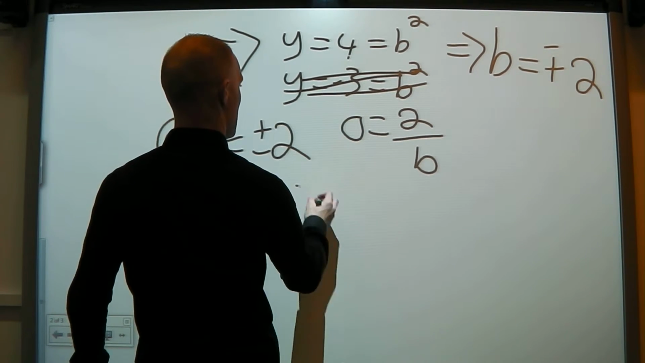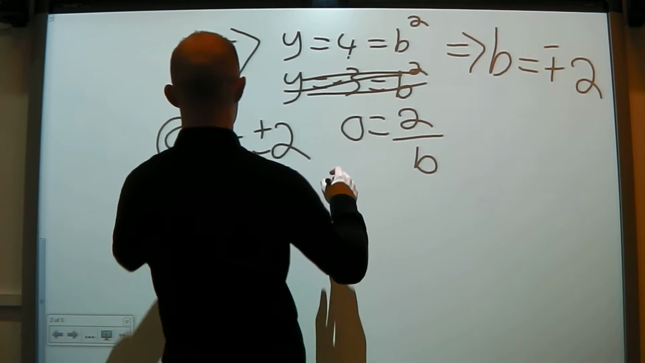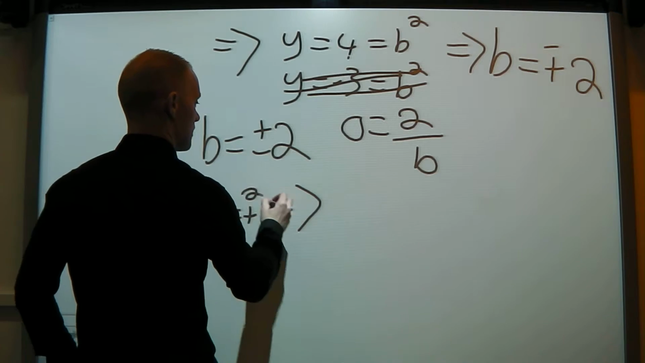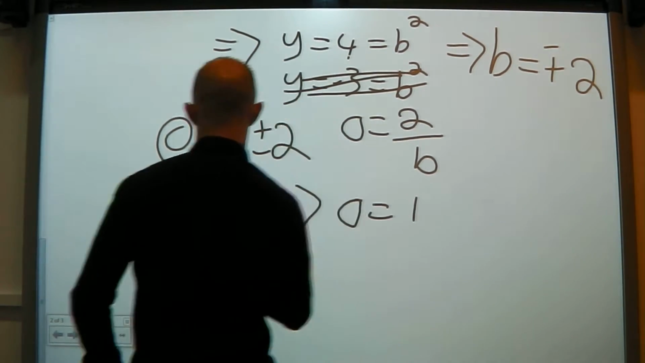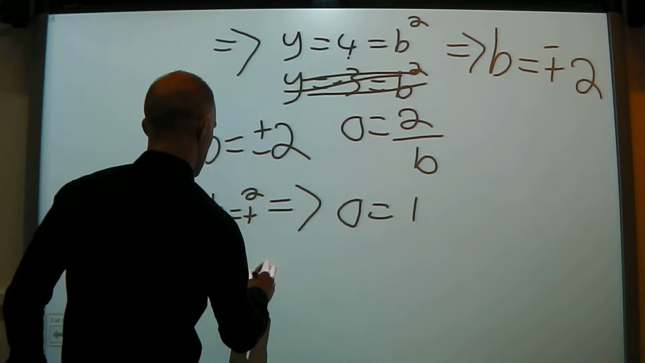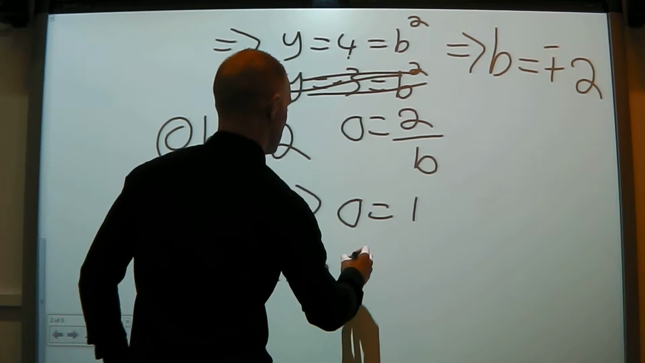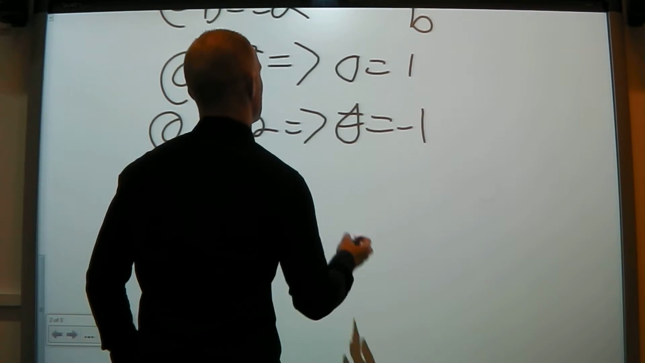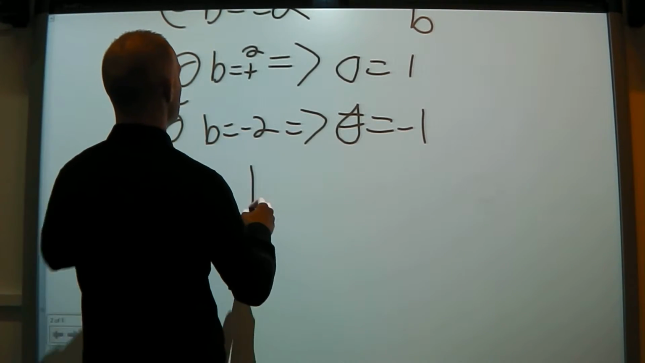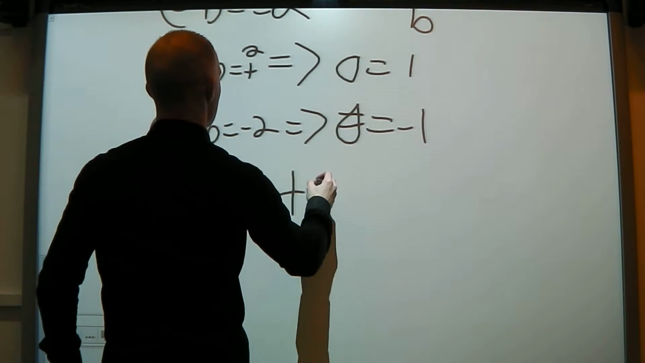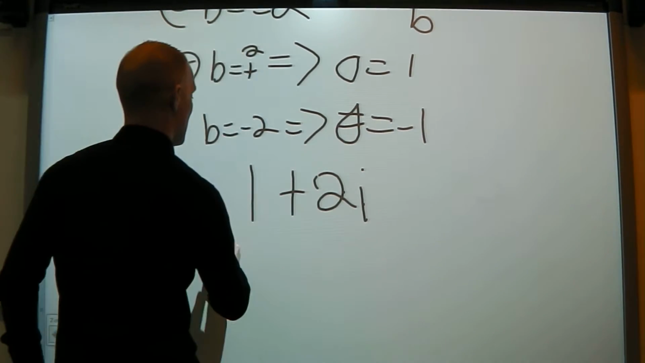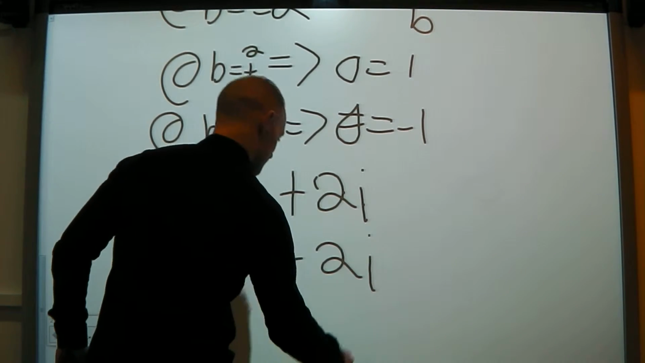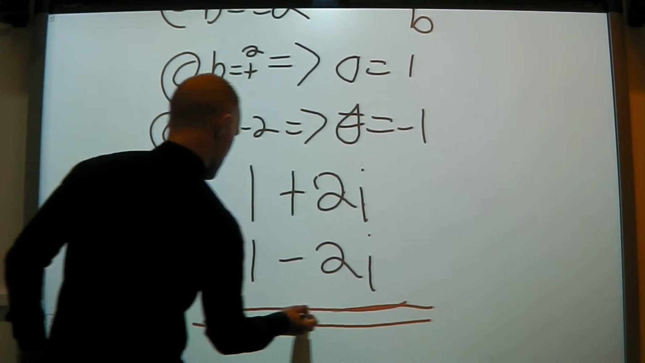And that implies that when b is equal to plus 2, a is equal to 1. At b equal to negative 2, that implies a is equal to negative 1. So then we have our two forms here. It's 1 plus 2i, where b is equal to plus 2, and then we have negative 1 minus 2i. So there are two solutions for that.